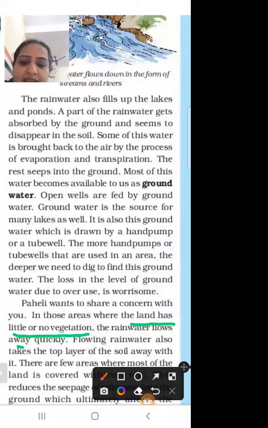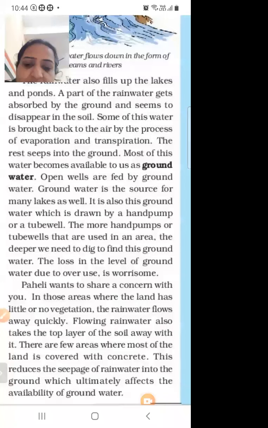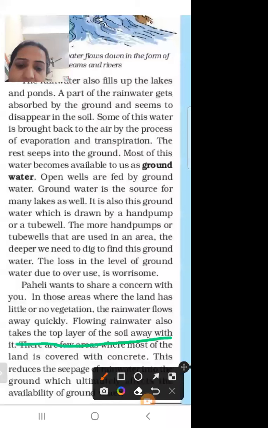सपोज करो कि एक ऐसा एरिया है जहां पे बिल्कुल कम वेजिटेशन होती है और रेन वाटर बहुत जल्दी फ्लो करता है. जब रेन वाटर जल्दी फ्लो करेगा तो जो टॉप मोस्ट लेयर है सोइल की उसको रिमूव कर देगा. अगर टॉप मोस्ट लेयर रिमूव हो जाएगी तो सोइल की फर्टिलिटी क्या हो जाएगी? डिक्रीज. So flowing rainwater also takes the top layer of the soil away with it.